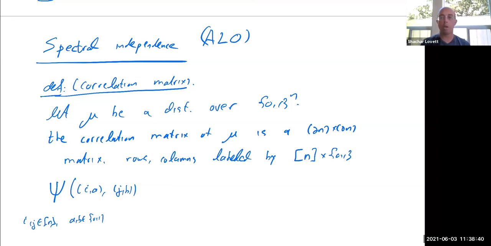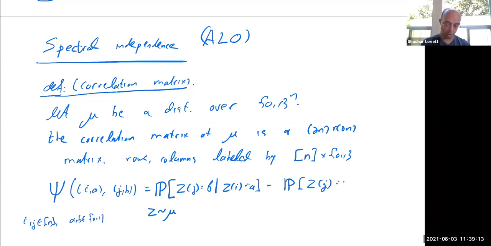And it's basically going to be the correlation between Z_i being a and Z_j being b, for a sample Z from mu. Just asking about the correlation between pairs of colors of elements. So it's going to be the probability, when I sample Z from mu, that the jth element is b, conditioned on the ith element being a, minus the probability that the jth element is b.